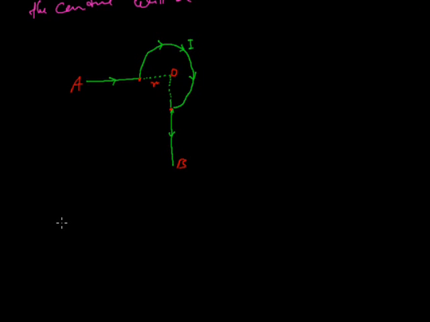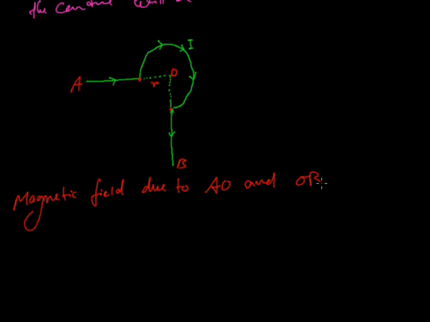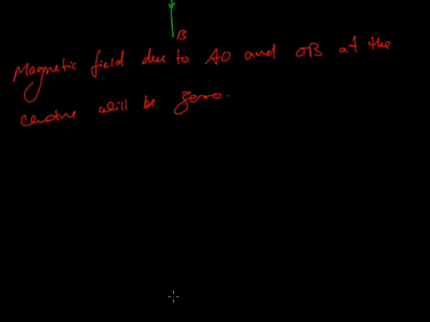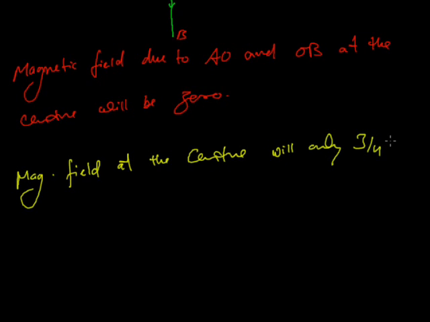We know that these two current carrying wires pass through the center. So the magnetic field due to these wires will be 0. Magnetic field due to AO and OB at the center will be 0. So the magnetic field at the center will be only due to the 3/4 part of the circular loop.